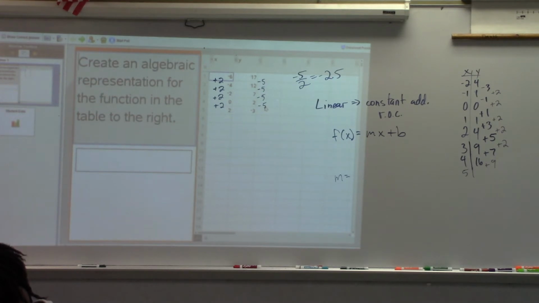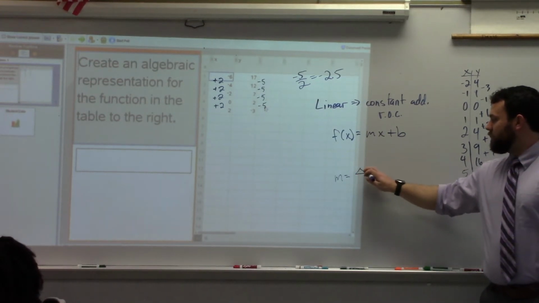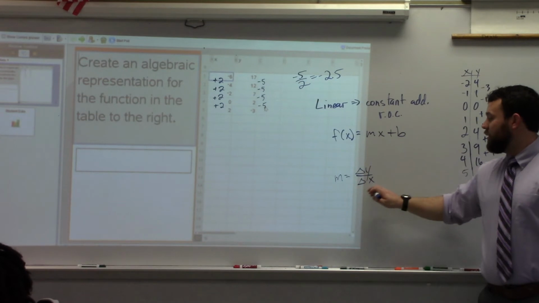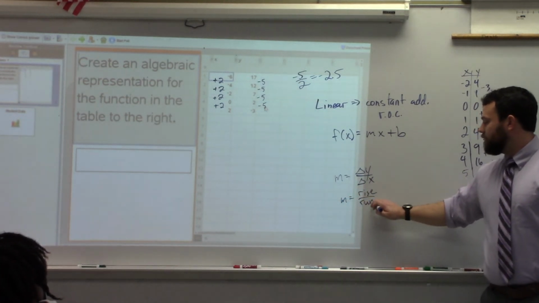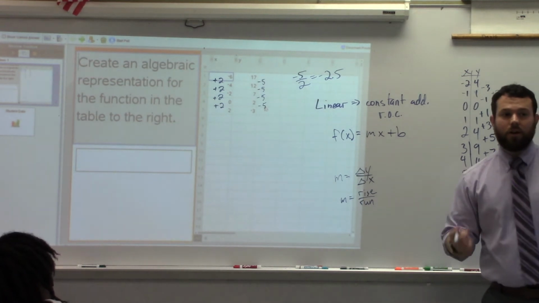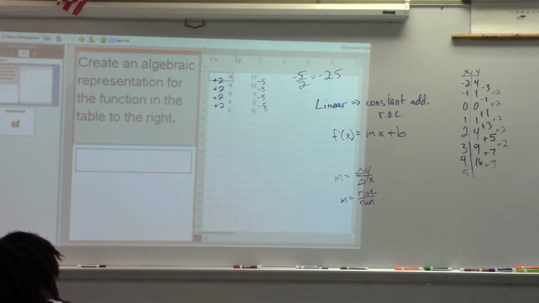y2 minus y1 divided by x2 minus x1, or the change in y over the change in x, or rise over run. Notice there's 3 different ways to do it. I would recommend one of these 2 ways. You do what's good for you. Again, we got to know that slope formula right off the top of our heads, okay? You got to know these things.